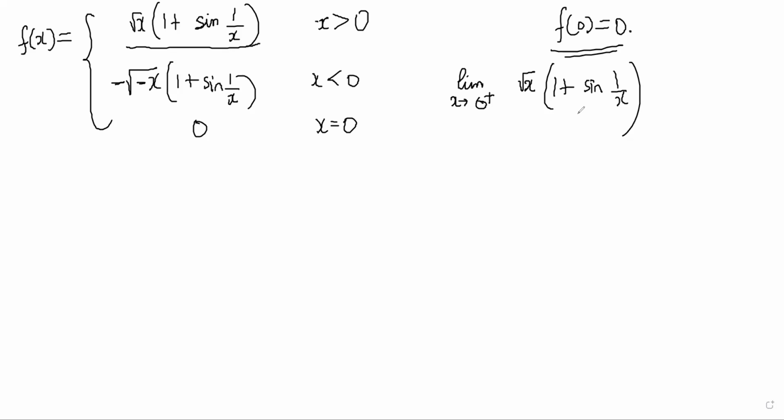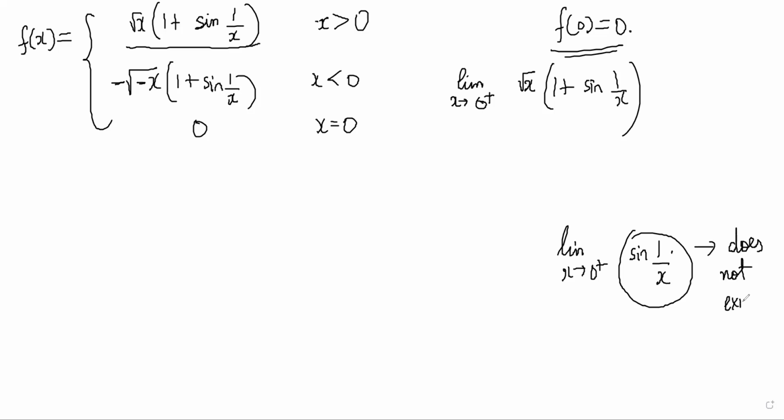See, think about it, if it was just sine of 1 by x, limit of x tends to 0 plus, then we will say the limit does not exist, because it will oscillate very wildly. Because 1 by x is becoming infinite, so many times it has to oscillate.